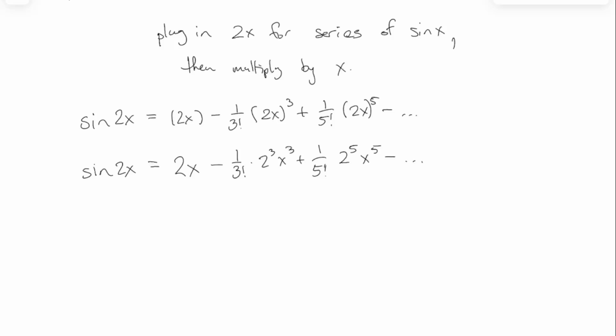All right, as far as what I said I was going to do at the top, it says plug in 2x for the series of sine x. I just did that. And then multiply by x. This is also easy to do. x times sine 2x then equals x times all of this business. And as we've talked about before, if the series converges, you can just multiply across it. You can distribute that x.